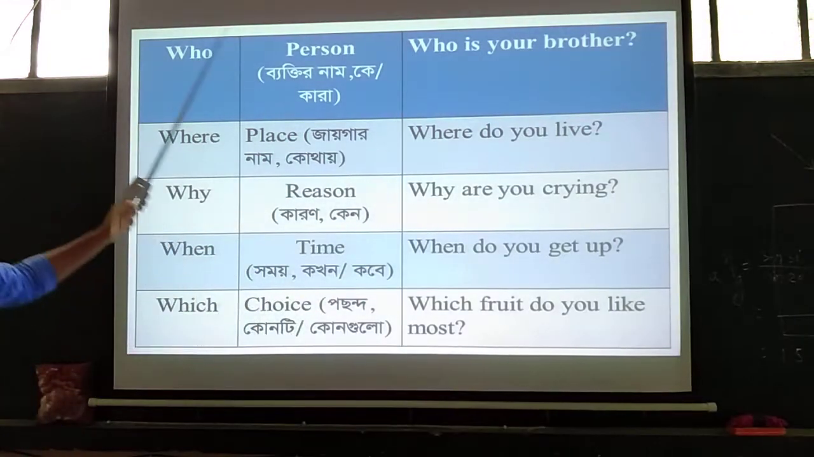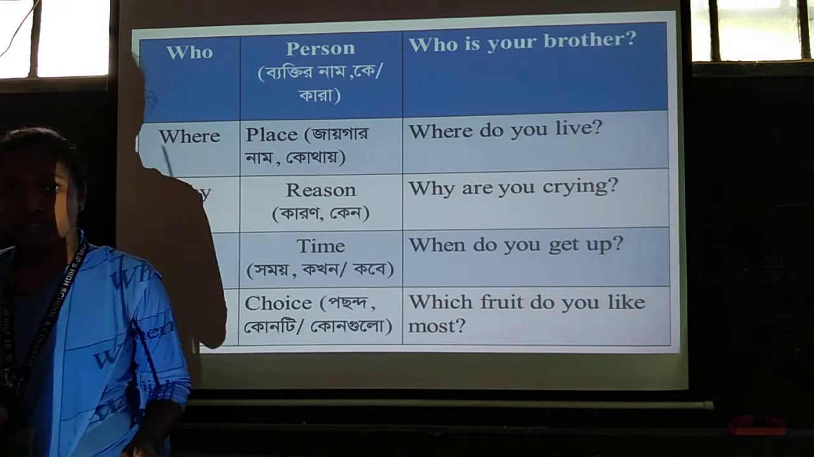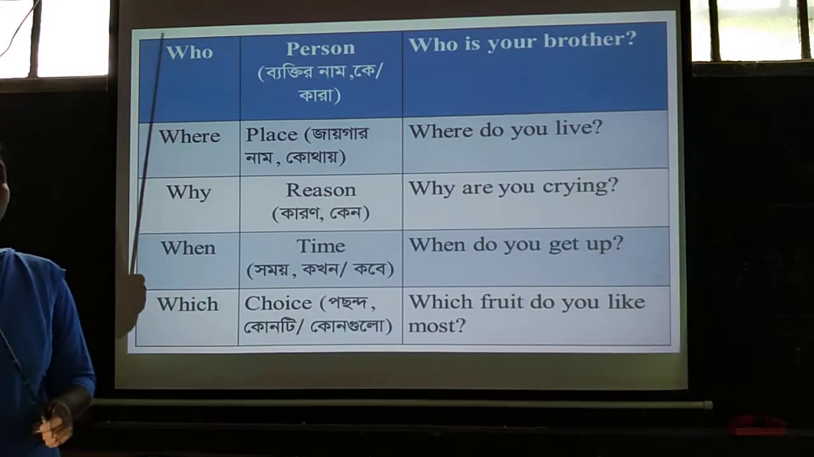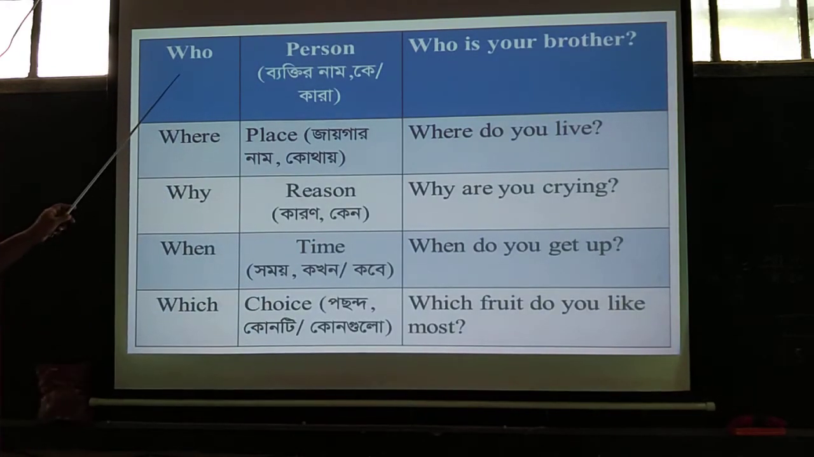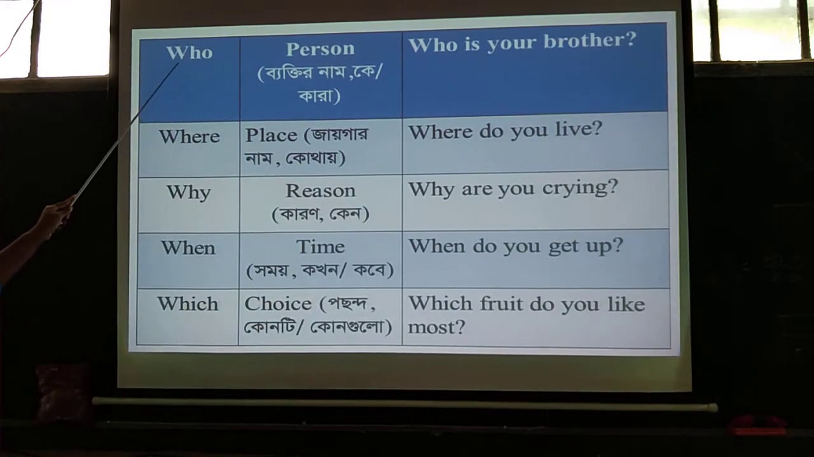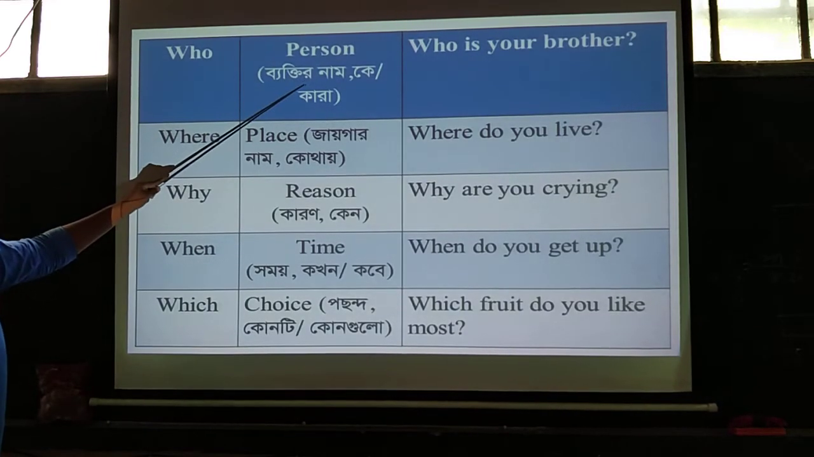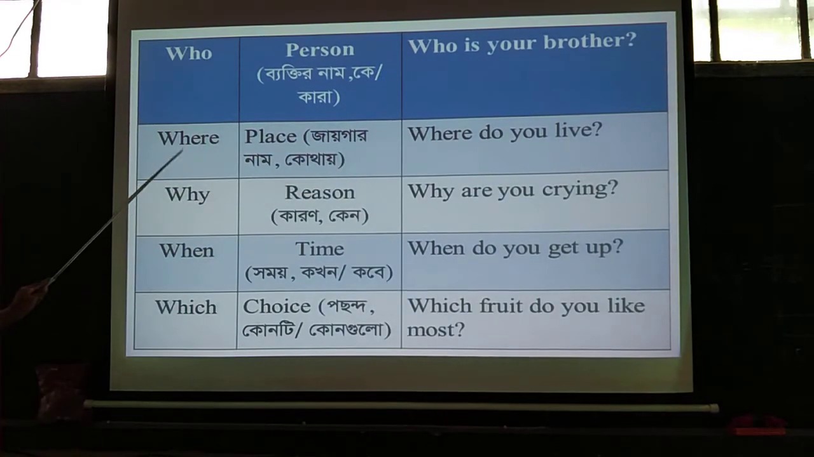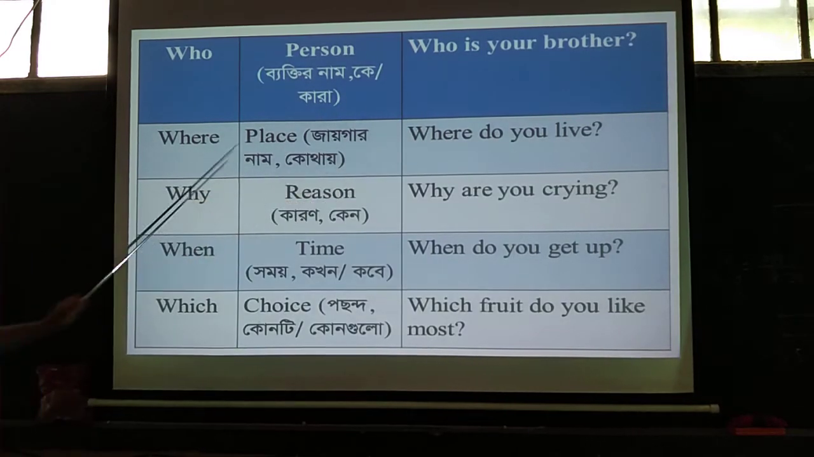Here is a list of some WH question words. Before learning how to make WH questions, you have to learn the WH question words and their meanings too, so that you can use them appropriately. First of all, who. We use who to ask someone's name, like who is your brother. We use where to ask the name of a place, like where do you live?